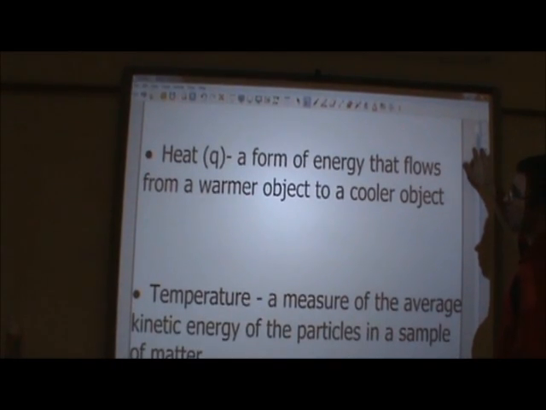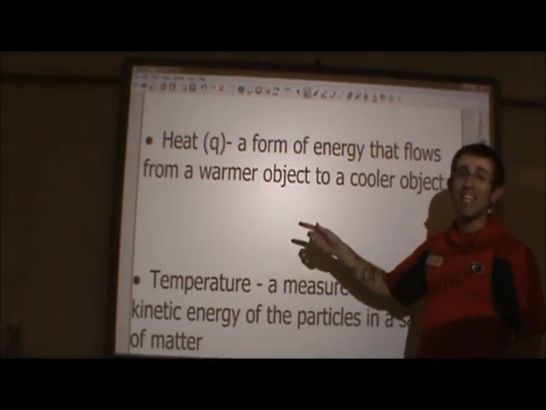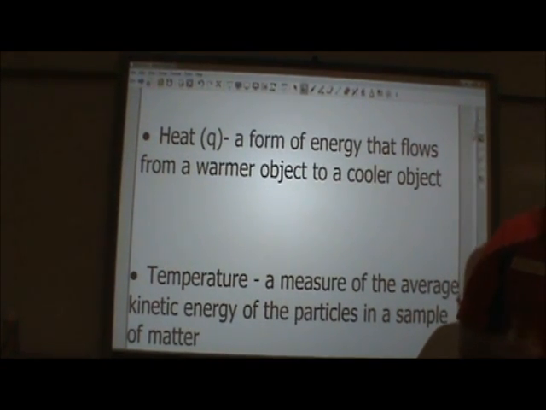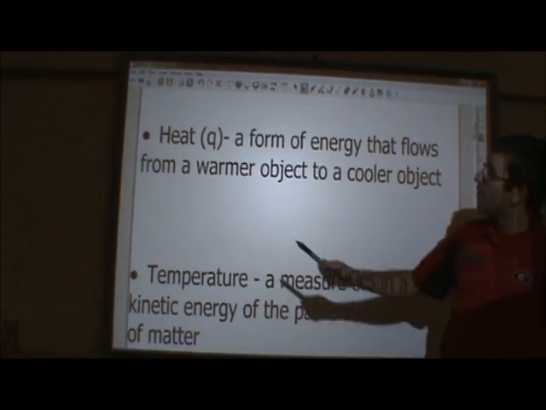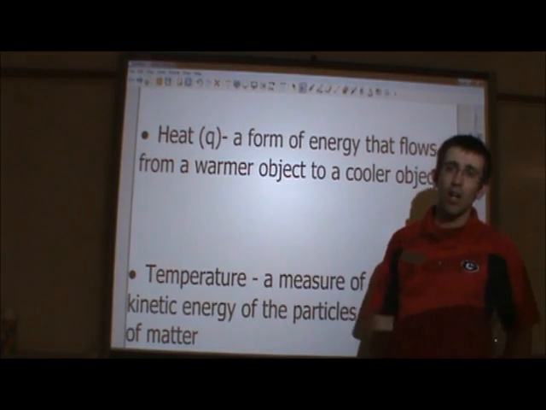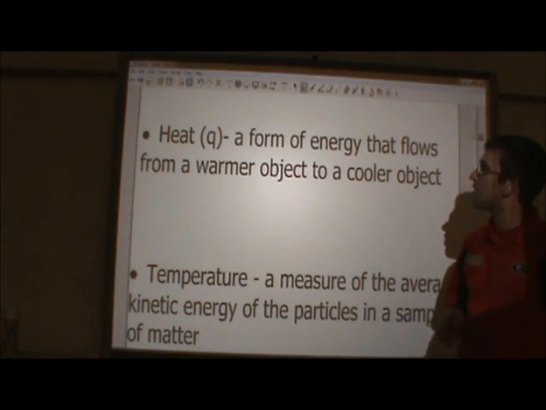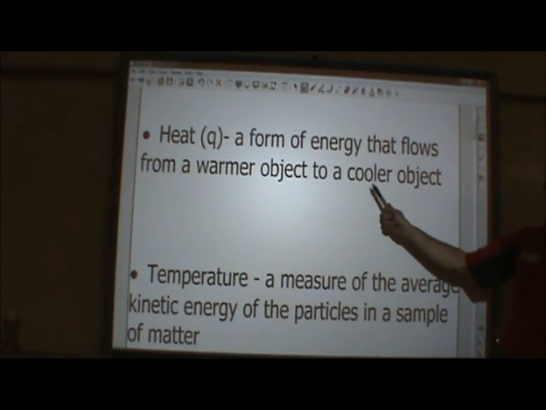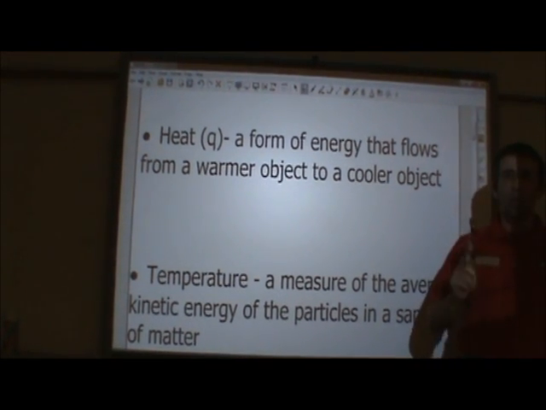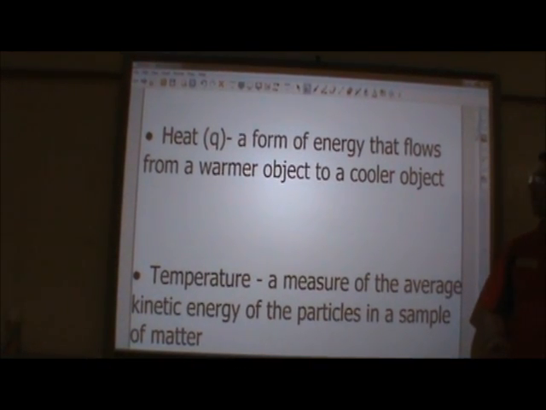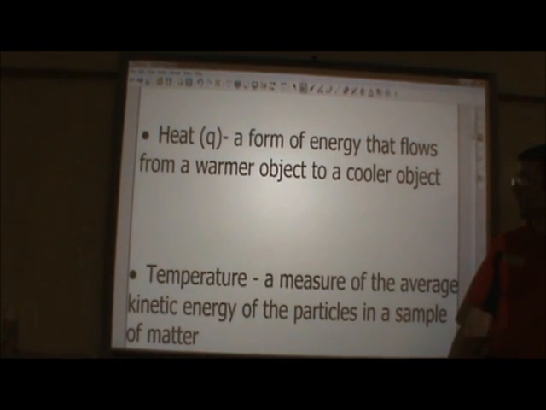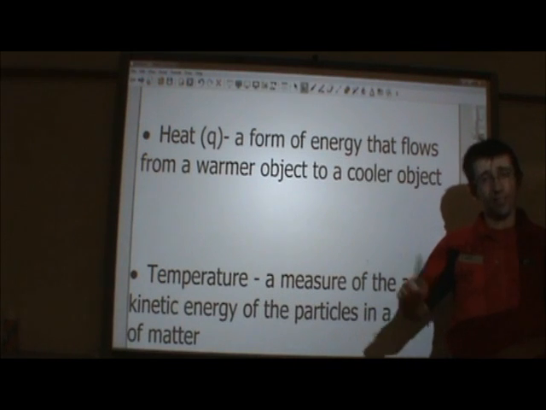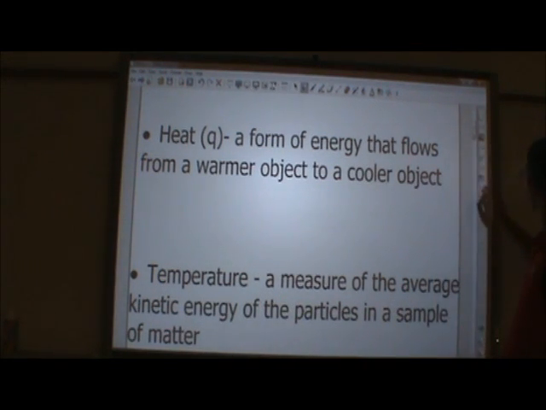Alright, next one we have heat. Now, there is an equation we're going to be using, and the variable for heat is Q. So heat is a form of energy that flows from warmer objects to cooler objects. That is what heat is. So again, as you're watching this, if you need to write these down, pause it, and then push play when you get it back.